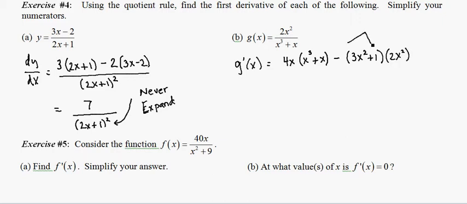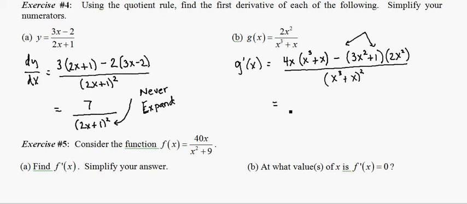Again, these parentheses, which are oftentimes forgotten by students, are critical. The denominator ends up just being x cubed plus x quantities squared. Again, that's the calculus. Everything after this is just algebra.